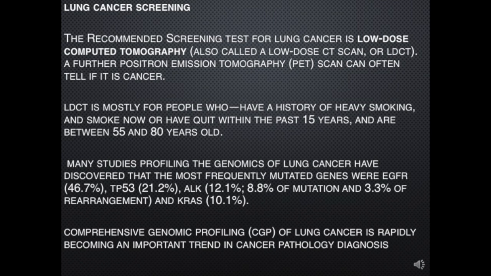LDCT is mostly for people who have a history of heavy smoking or smoke now or have quit within the past 15 years or are between the age of 55 and 80 years old. Many studies profiling the genomics of lung cancer have discovered that the most frequently mutated genes were the EGFR, the TP53, the ALK, and the KRAS. Comprehensive genomic profiling of lung cancer is rapidly becoming an important trend in cancer pathology diagnosis.